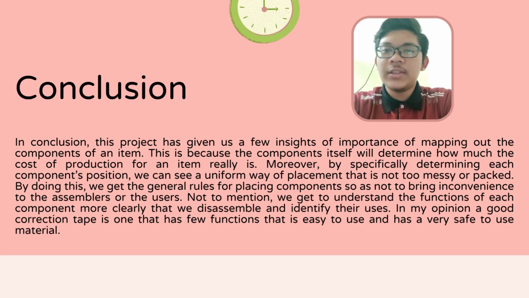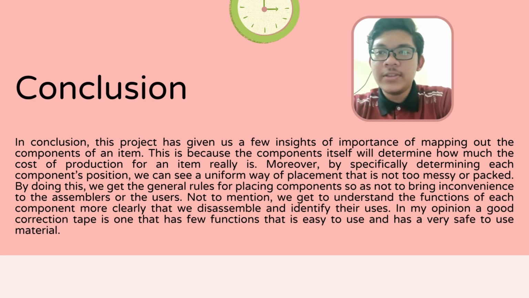In conclusion, this project has given us a few insights into the importance of mapping out the components of an item. This is because the components themselves will determine how much the cost of production for an item really is. Moreover, by specifically determining each component's position, we can see a uniform way of placement that is not too messy or packed. By doing this, we get the general rules for placing components so as not to bring inconvenience to the assemblers or the users.